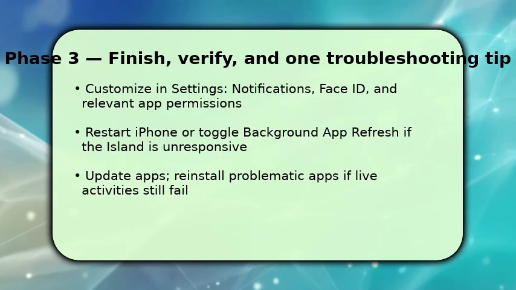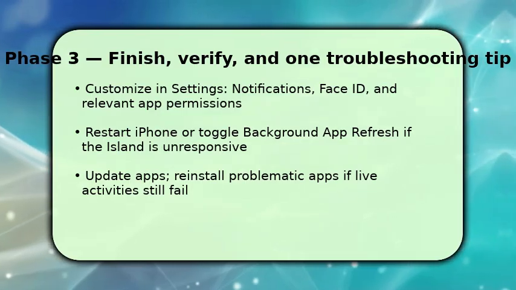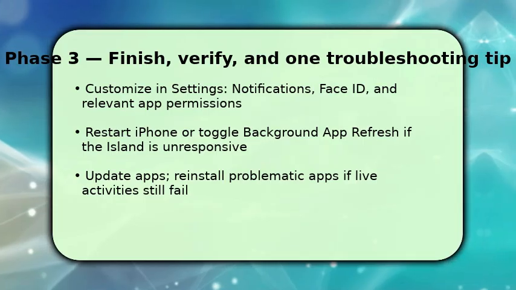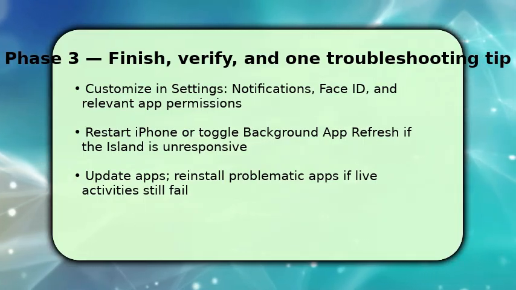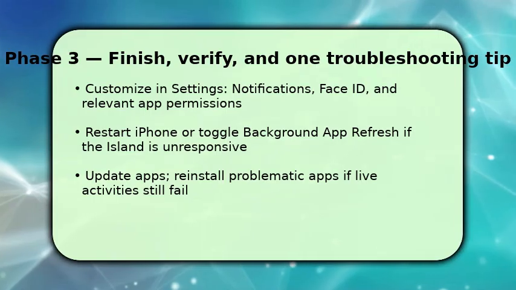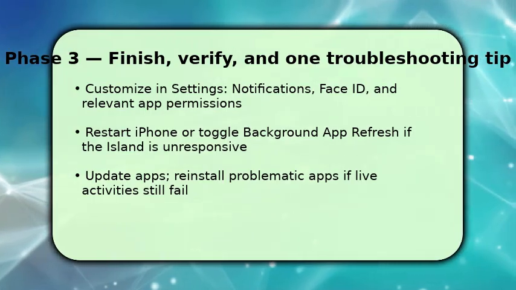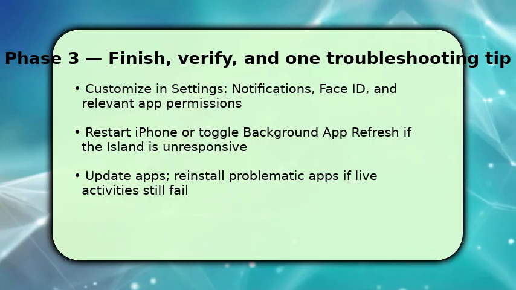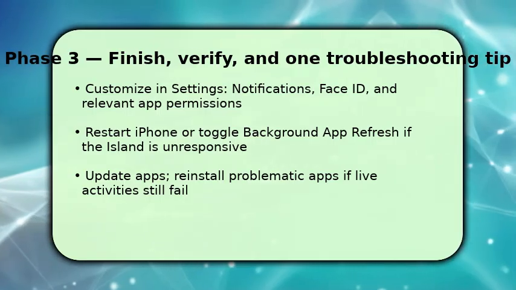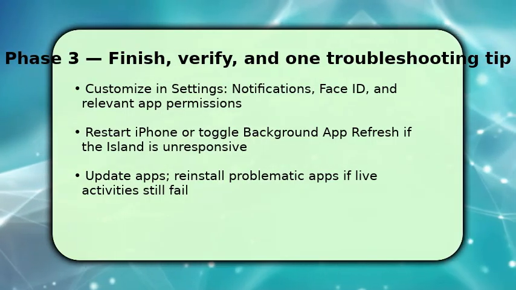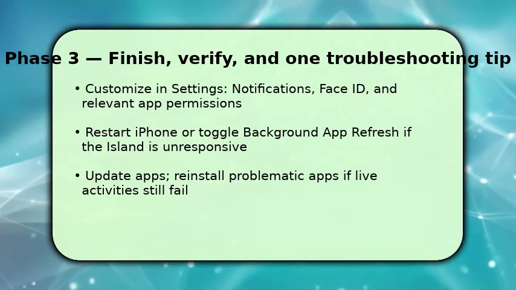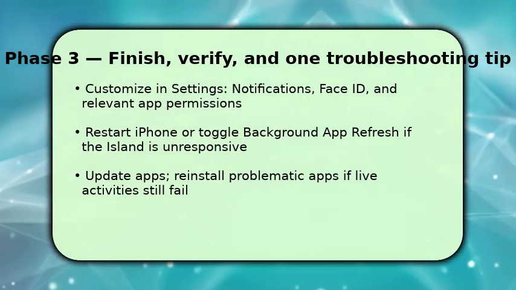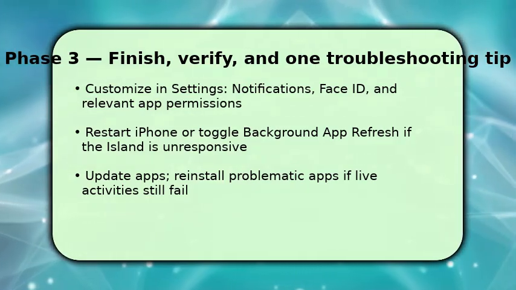If the island becomes unresponsive, restart your iPhone or toggle background app refresh and notifications for the affected app. That often restores real-time updates. Make sure apps are updated, and if problems persist, reinstall the specific app. If nothing works, reset network settings as a last step. This resolves many permission and delivery issues and gets the Dynamic Island back to normal.